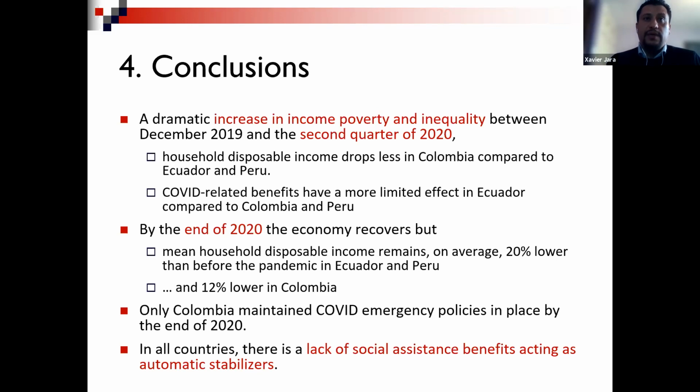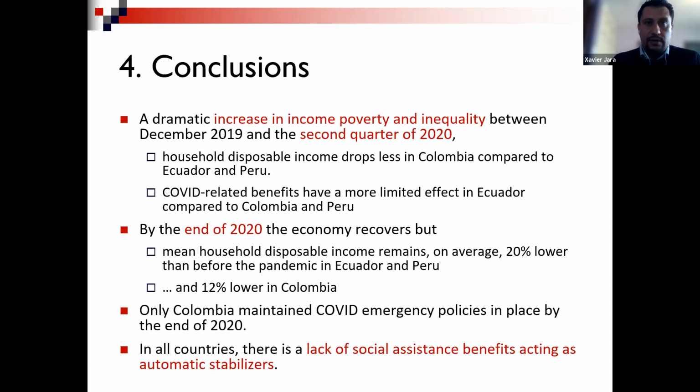By the end of 2020, the economy recovers, but mean household disposable income remains lower than in the pre-pandemic case, around 20% lower in Ecuador and Peru, and around 12% lower in Colombia. And as I have mentioned before, only Colombia maintained COVID emergency policies in place until the end of 2020, thus providing a cushioning effect over the period of the pandemic.